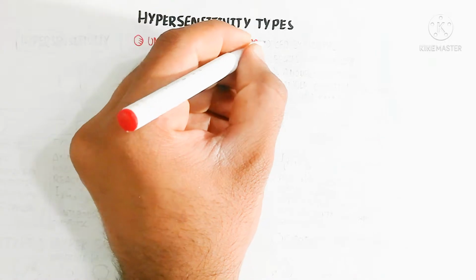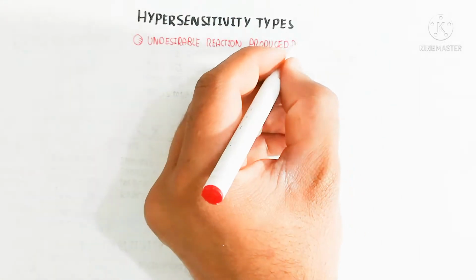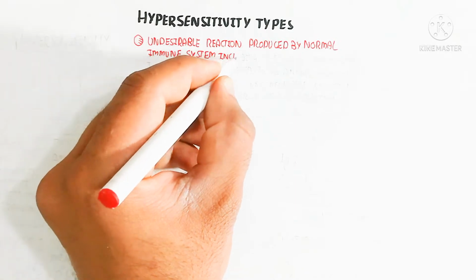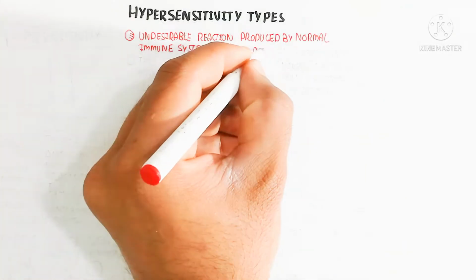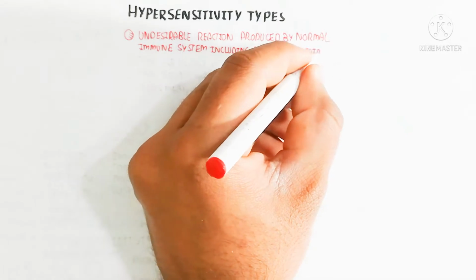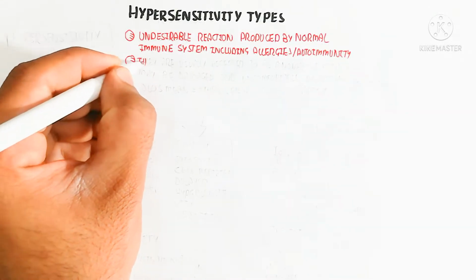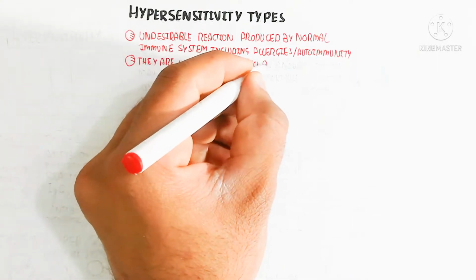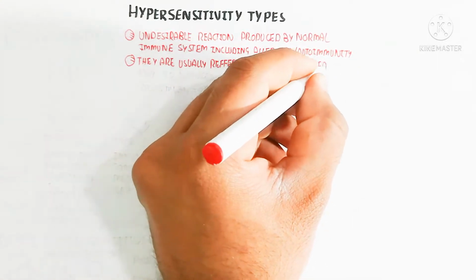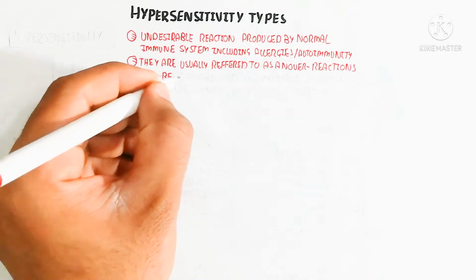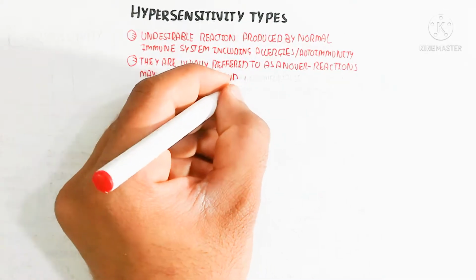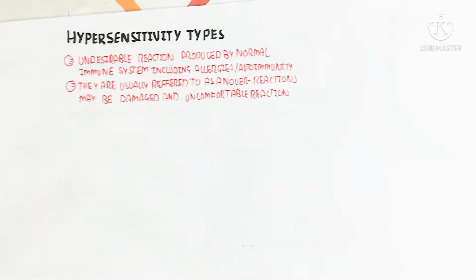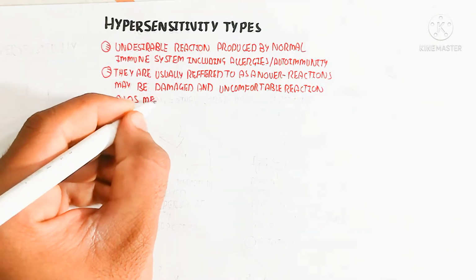So basically, what is hypersensitivity? It is an undesirable reaction produced by a normal immune system, including allergies and autoimmunity. So autoimmune disorders can occur, and they are usually referred to as overreactions, which may be damaging and uncomfortable reactions. Also, allos means other and ergon means reaction. It means it will damage the tissue, so inflammation will be produced.